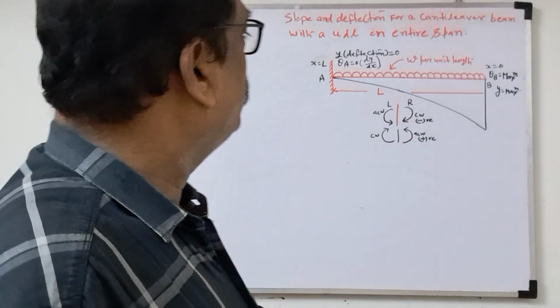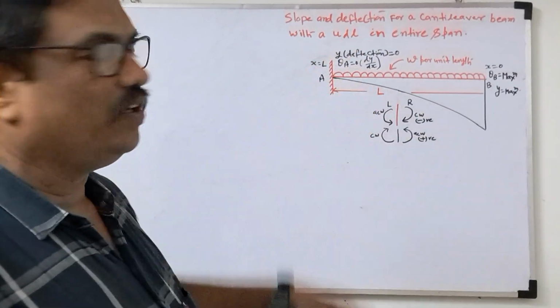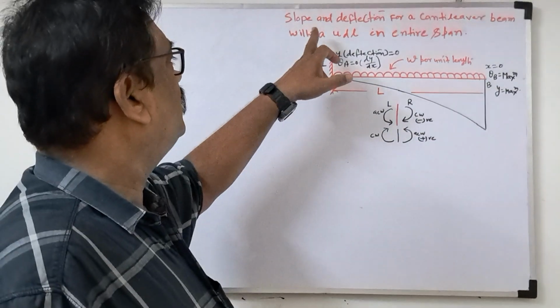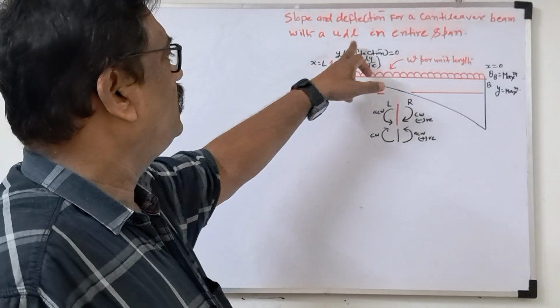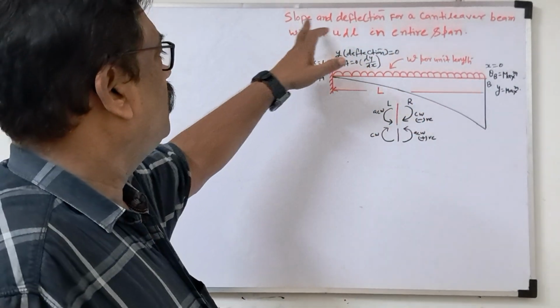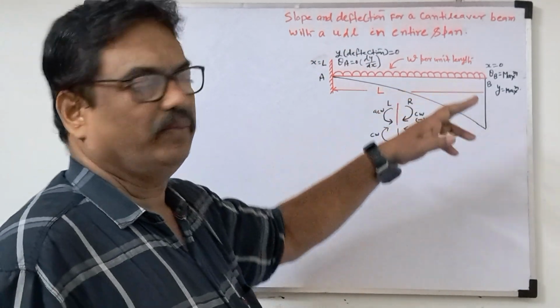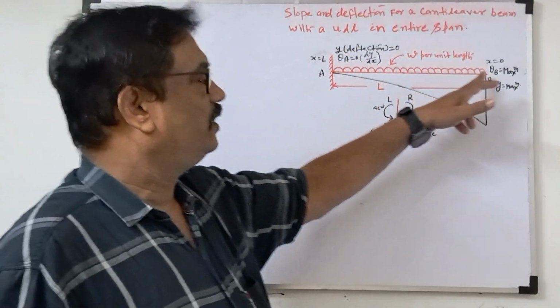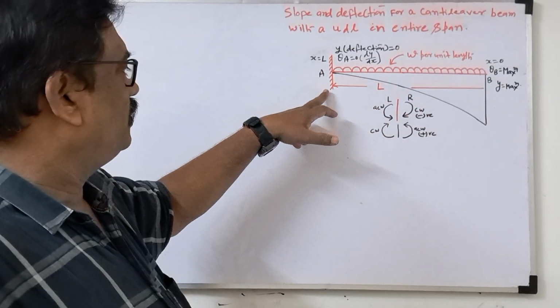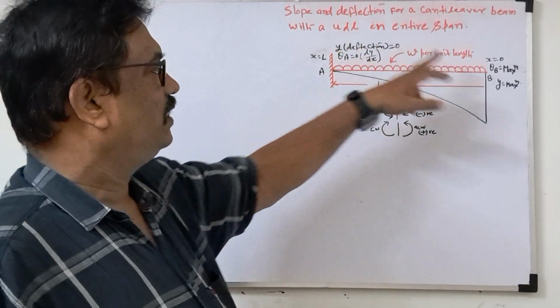Today I am going to discuss deflection of beam, one derivation. The derivation is slope and deflection of a cantilever beam with UDL over the entire span. So slope and deflection will be found in the cantilever beam where the entire span carries UDL. A cantilever beam has one end fixed and the other end free.